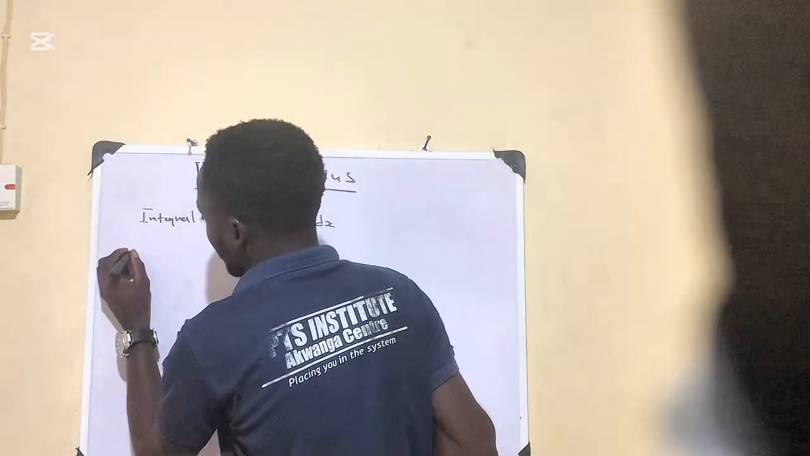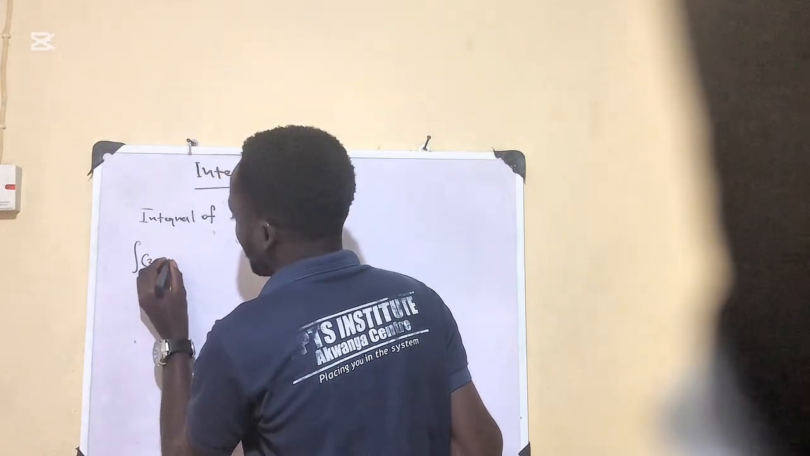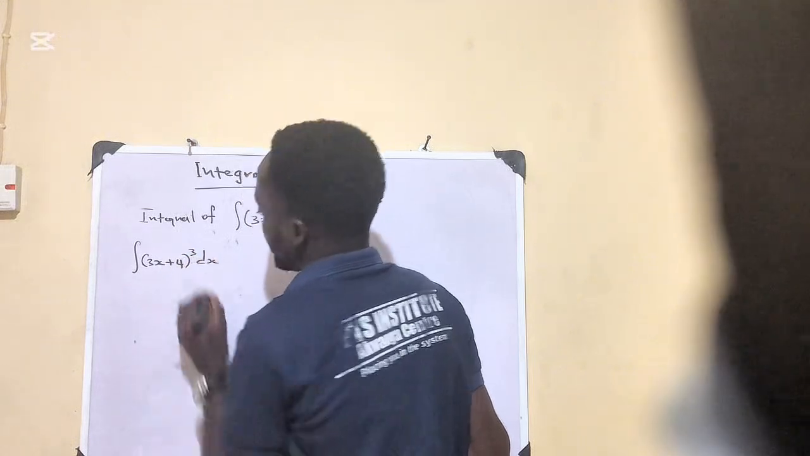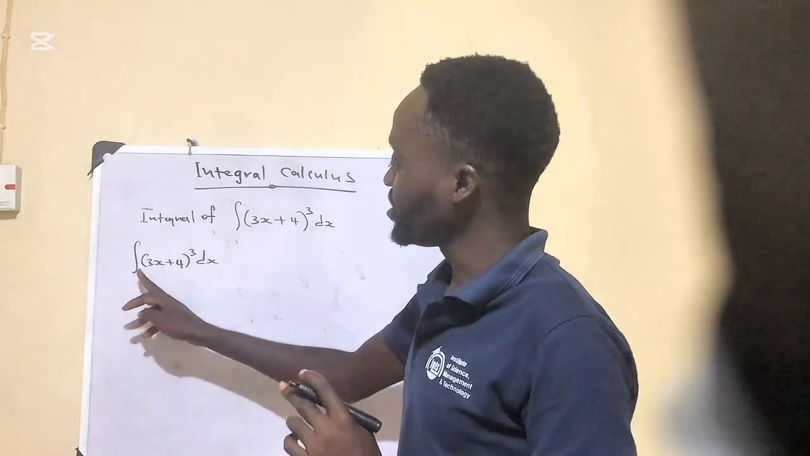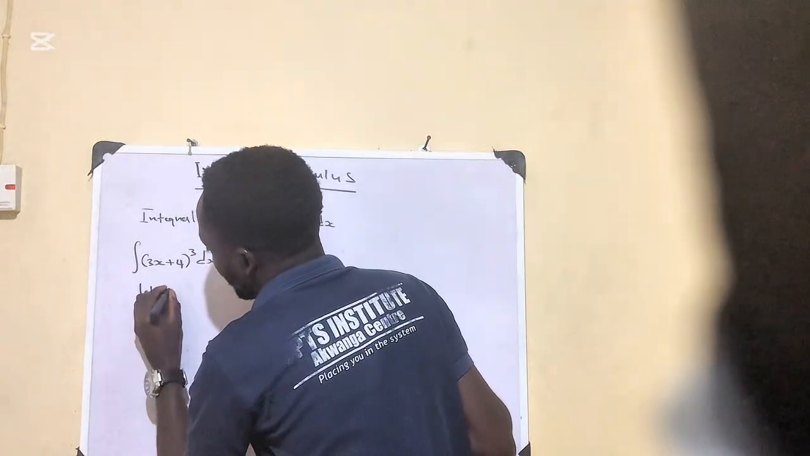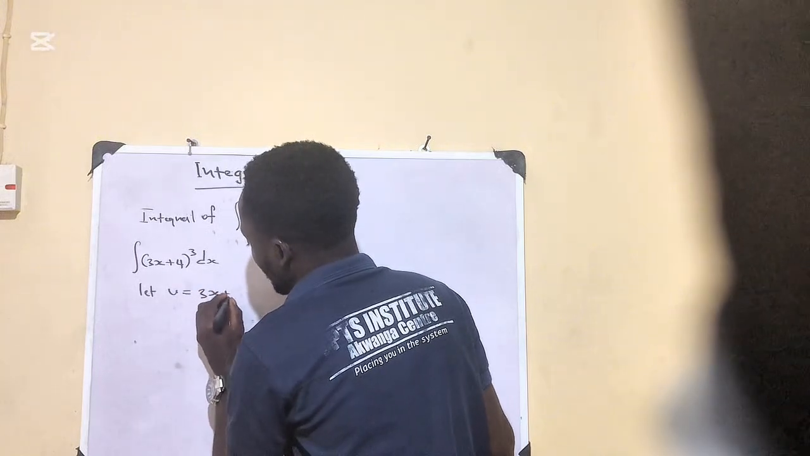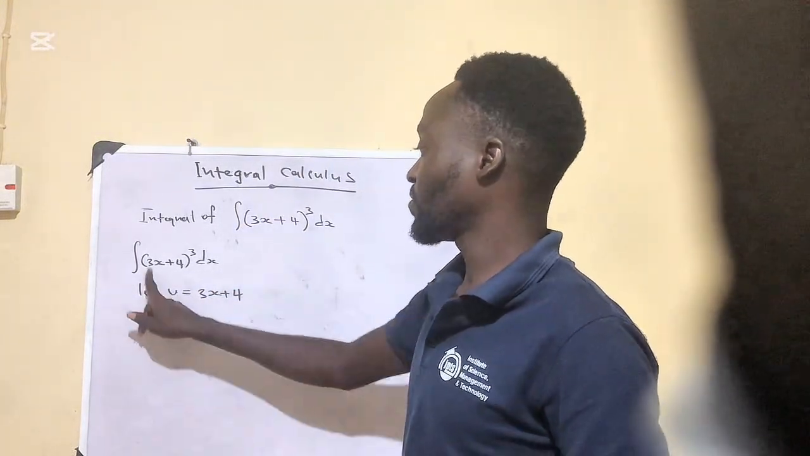Now we'll write what we have here: the integral of (3x + 4) to the power of 3 dx. To carry out the integration by substitution, first we are going to say let u be equal to what we have in this bracket. So we say let u be equal to 3x + 4. So now u is the same thing as what we have in the bracket.